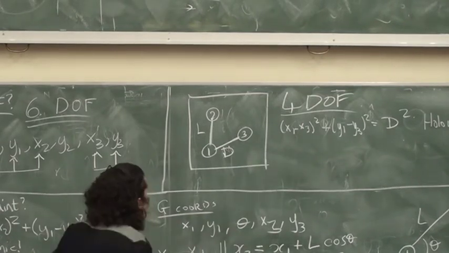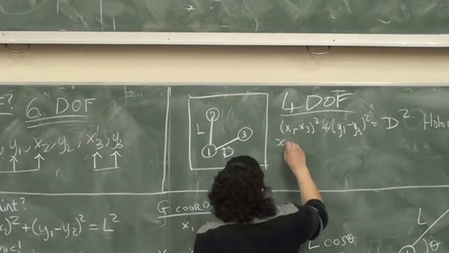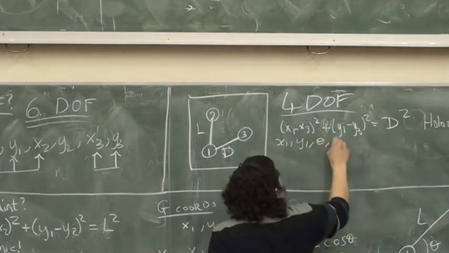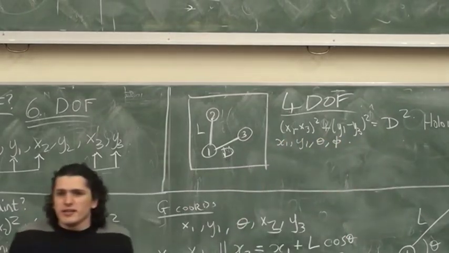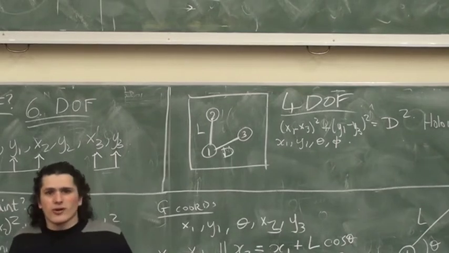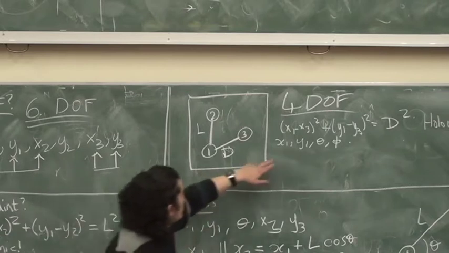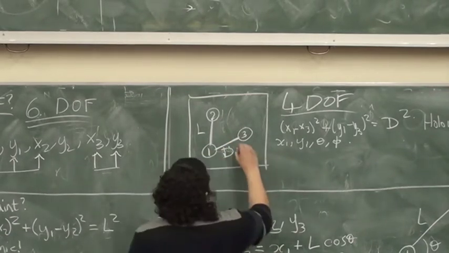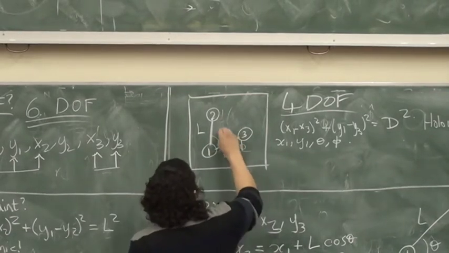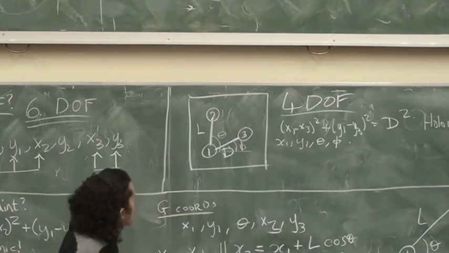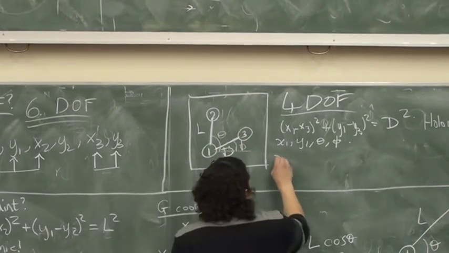Okay, great. So let's add... So now we have x1, y1, theta, and phi. Everybody agree with that as an idea for how we can parameterize these 4 degrees of freedom? So phi is the angle here. Theta is the angle here. And so we can write our transformation equations.